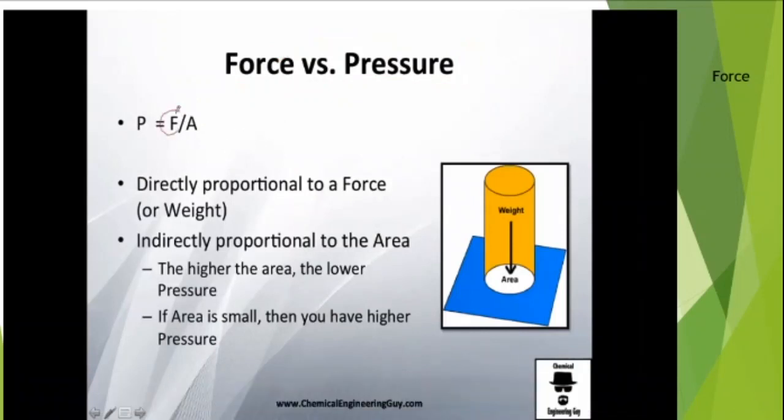Pressure by definition is force divided by area. It's directly proportional to the force. So if you increase the force, the pressure is increased. If you decrease it, the pressure decreases. But it's also inversely proportional to area. So if the area increases, pressure decreases, you are more relieved. But if you lower the area, you increase the pressure. So you have your area, you have the weight. If the weight is constant and you're changing area, you are going to change pressure. If your area is constant, but your weight is variable, you're also going to change the pressure.